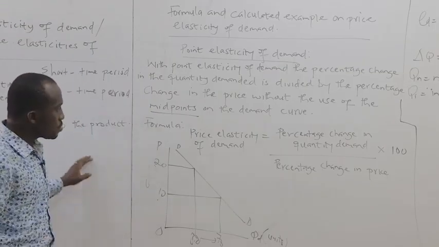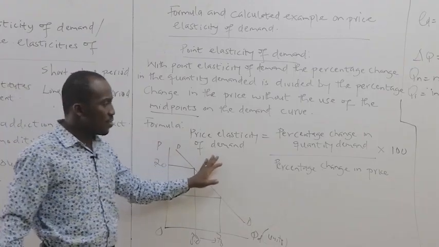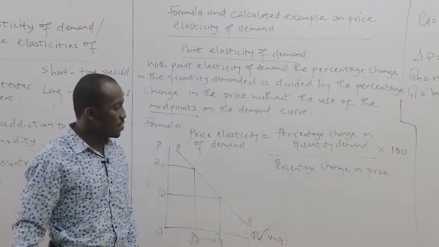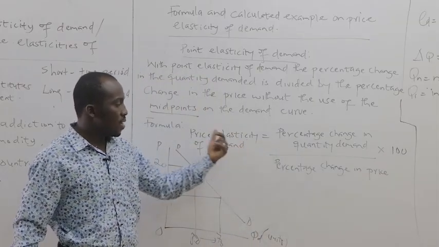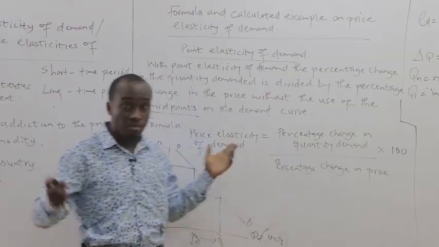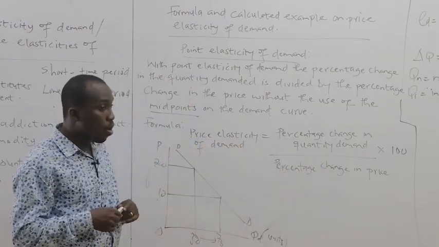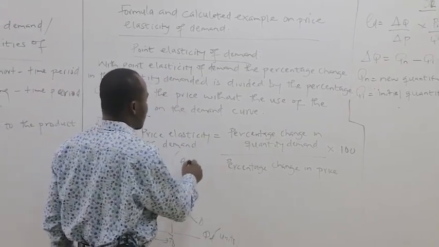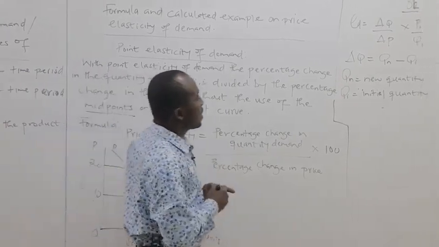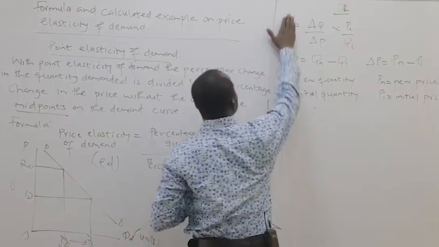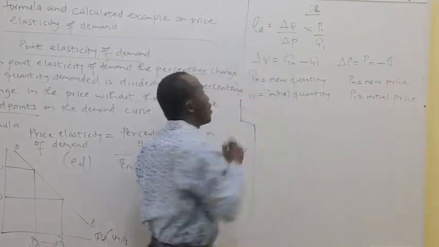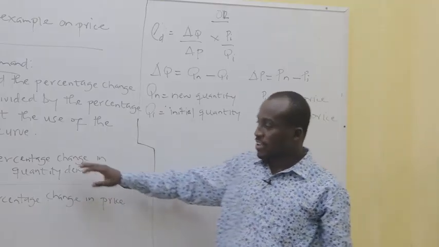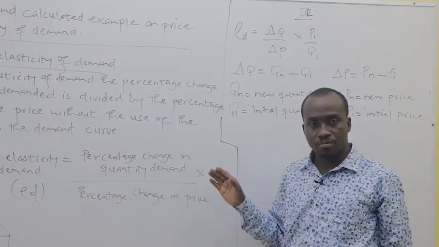And so, with price elasticity of demand, we're going to have percentage change in quantity demanded divided by percentage change in price, times 100. That's one of the formulas. Or you can say that this is the symbol for price elasticity of demand. So this is the first approach for the point elasticity: the percentage change in quantity demanded divided by the percentage change in price, times 100.